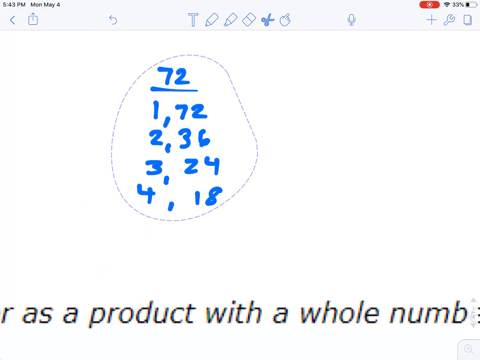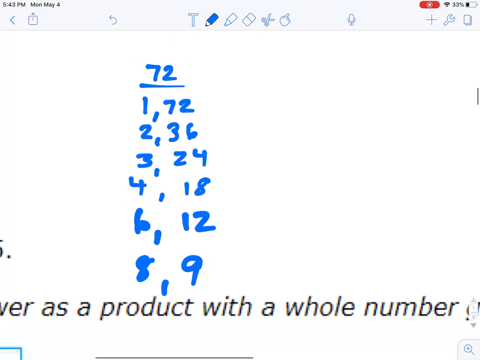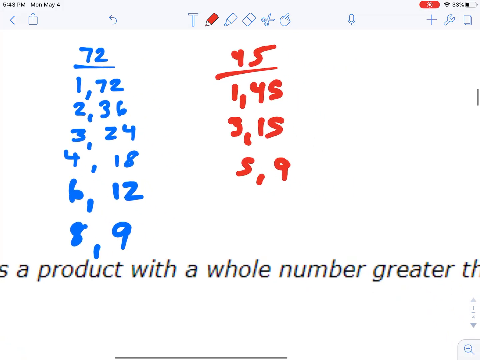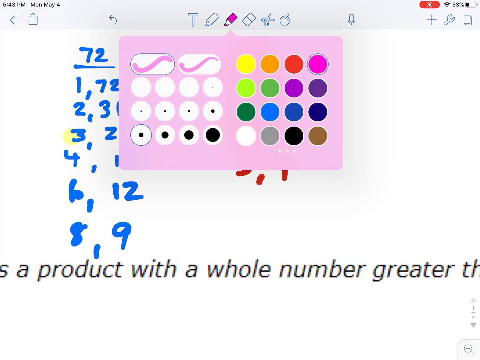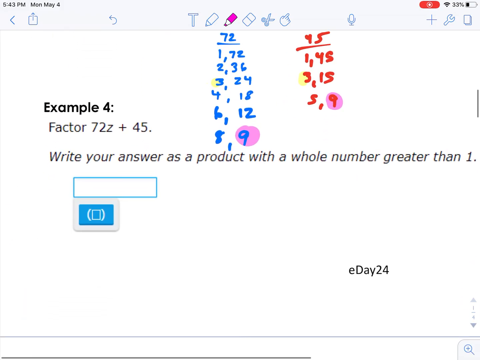Let me shrink this up a little bit. Then 5 does not go into it, 6 and 12, and 8 and 9. And then if we take our 45, to multiply to 45, it's 1 and 45, 3 and 15, and then 9 and 5. So we're looking for what they have in common. Yes, they both have a 3 and they both have a 1, but what's the biggest number that they have in common? And that is 9.